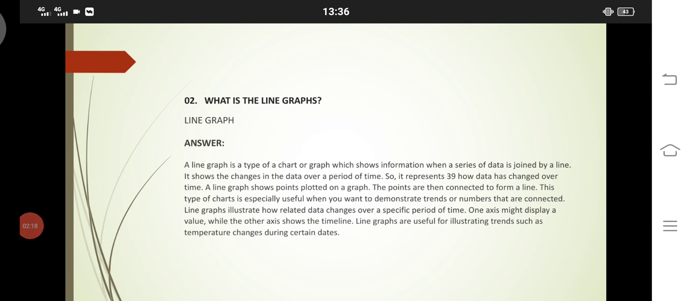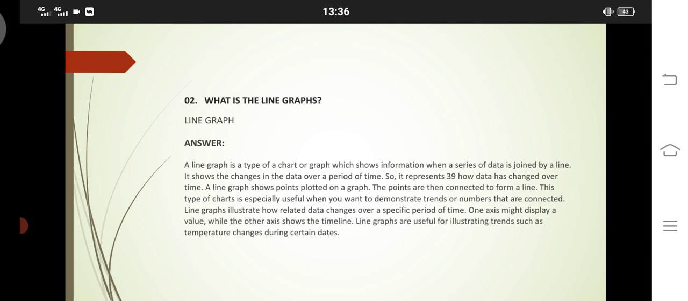Number 2. What is the line graph? Answer. A line graph is a type of chart or graph which shows information when a series of data is joined by a line. It shows the changes in the data over a period of time, so it represents how data has changed over time. A line graph shows points plotted on a graph. The points are then connected to form a line.